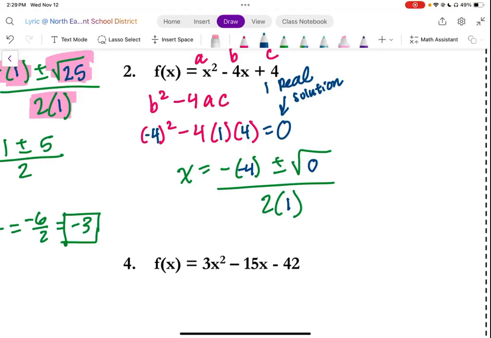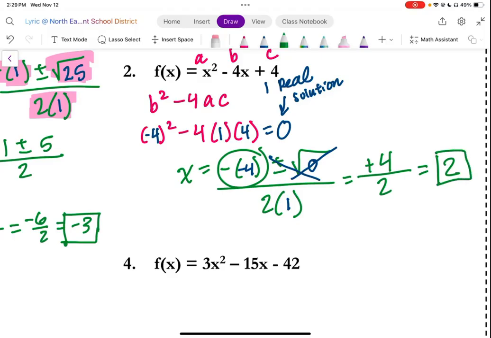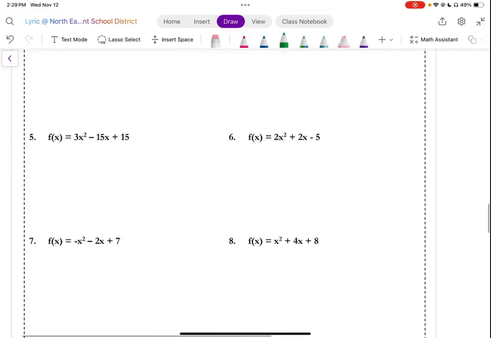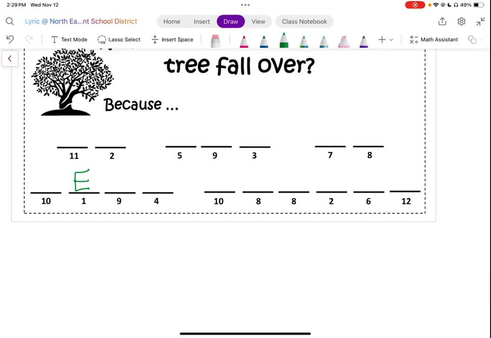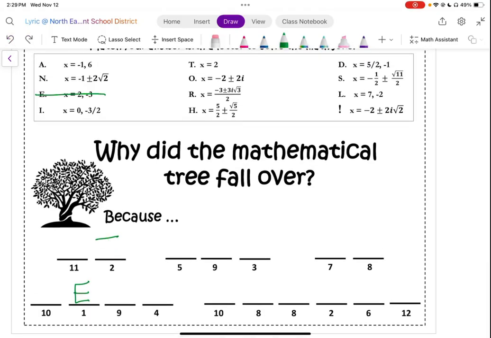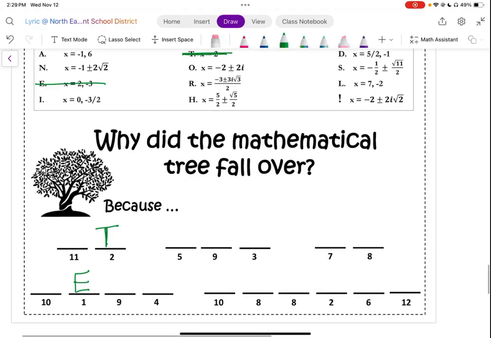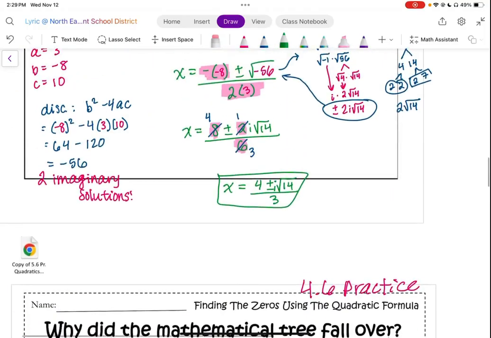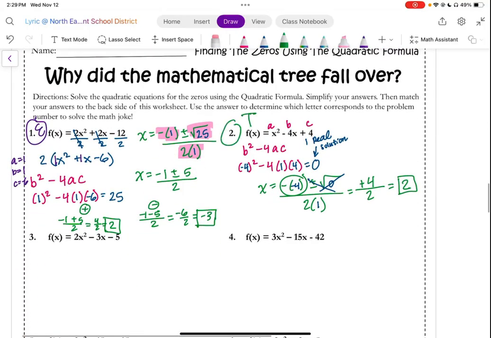So we did an example like this in the notes where because the square root of 0 is just 0, this whole thing goes away. And all we have left is negative, or I guess this now is positive 4 all over 2, which means our only solution here is 2. So let's check the back page. Back page says there is a 2 right here. Oh, wait, did I do that wrong? We're looking for the 2 here. All right, t is 2. So that was the number we did, right? Yeah, number 2 is t.